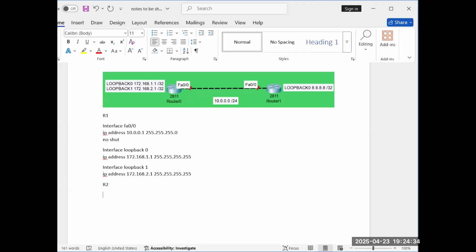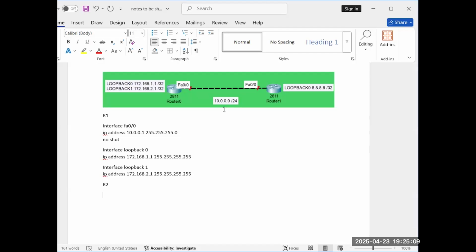Like I said, the router might have one fast Ethernet, one gigabit Ethernet, one serial interface, any number of ports. But all the ports should be assigned an IP address and should have a cable connected, either to a switch or to a remote router. We need to assign IP and routing to be done. Only then is the configuration complete.